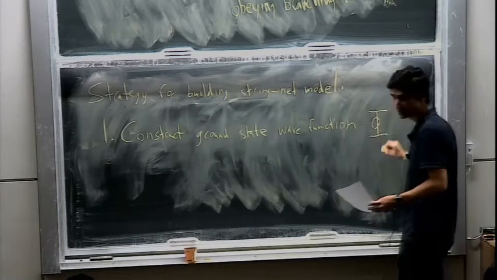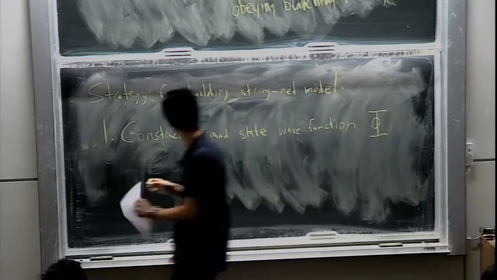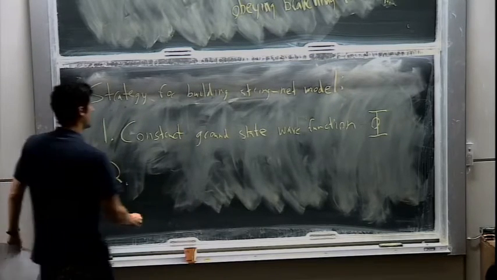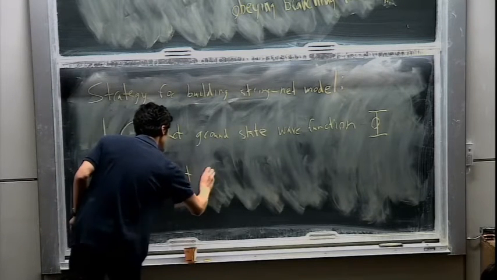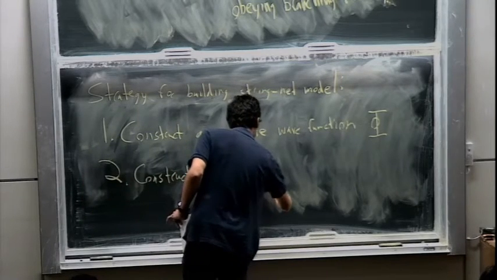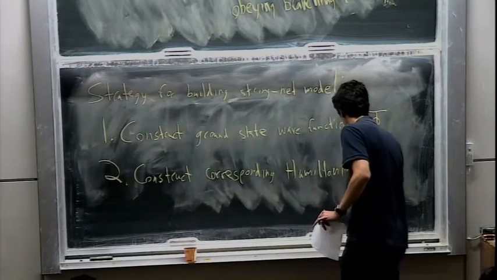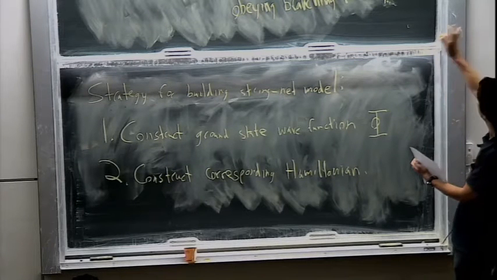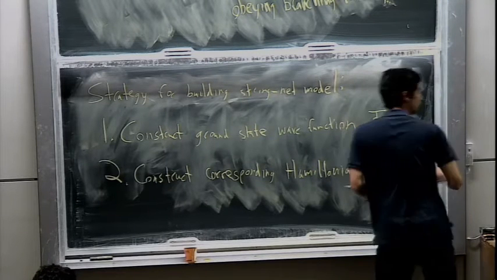You don't have to know anything about strings to understand the Hamiltonian. It's just that if you have this understanding of strings, the Hamiltonian makes more sense. So I'm first going to construct a ground state wave function, and then I'm going to construct the corresponding Hamiltonian. As I said, my ground state wave function is going to be some superposition of all these different string net states.